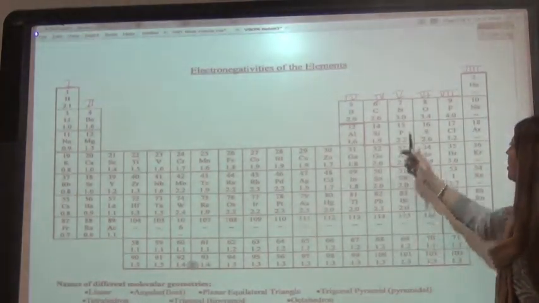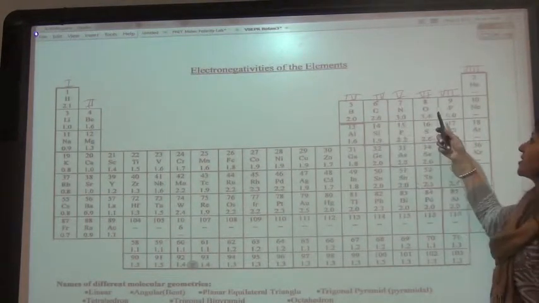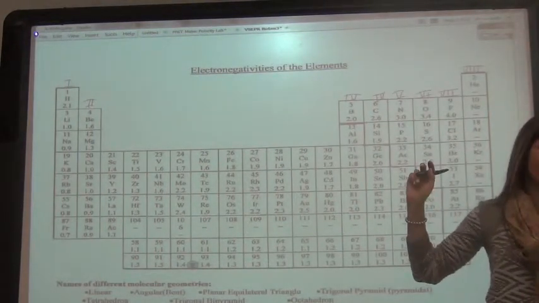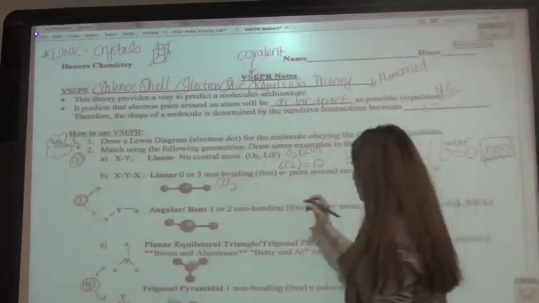Because then it's ionic. Carbon's 2.6 and oxygen is 3.4. So the difference, 3.4 minus 2.6, is 0.8. I know it's less, it's 0.8. So that makes it not ionic, but covalent.